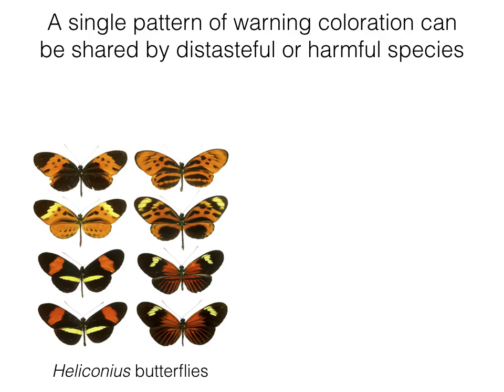A great example of this is in the group of colorful tropical and subtropical butterflies in the genus Heliconius. This is a pretty big genus. There's lots of different species. And the species in this genus are usually highly distasteful to predators. Because they all resemble one another in their coloration patterns, the predators tend to avoid them.